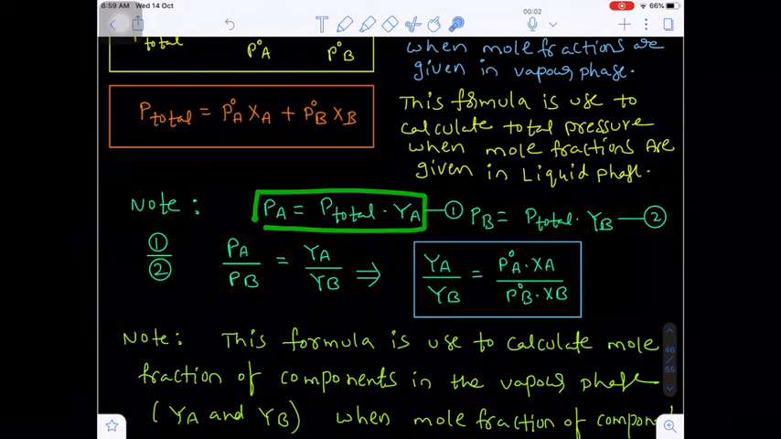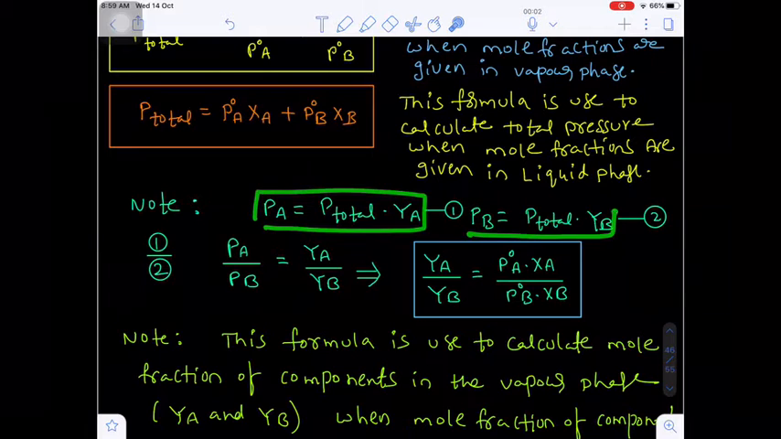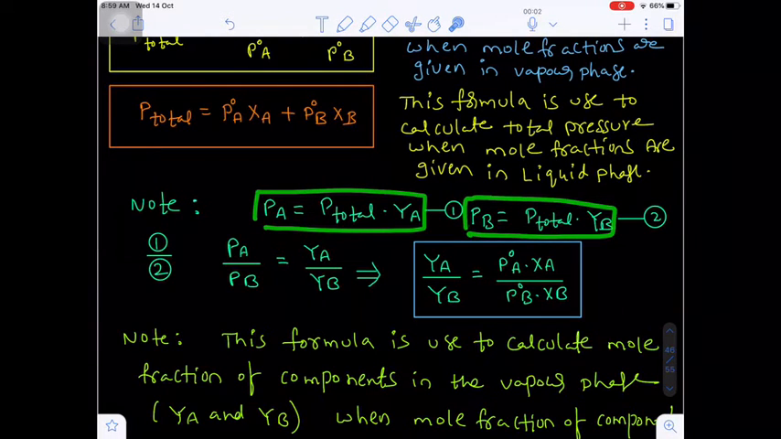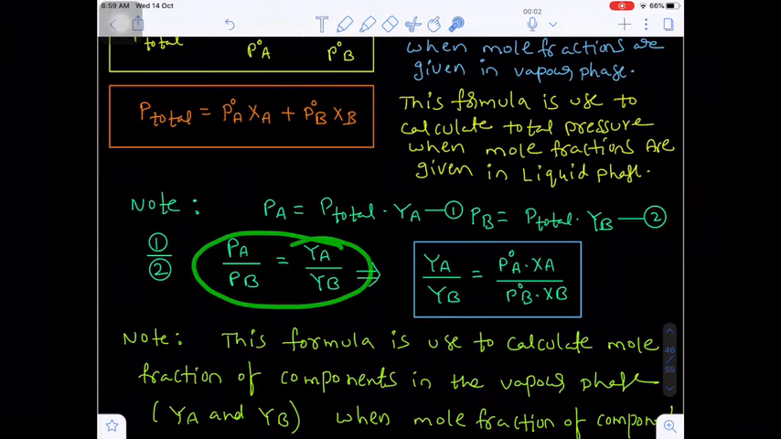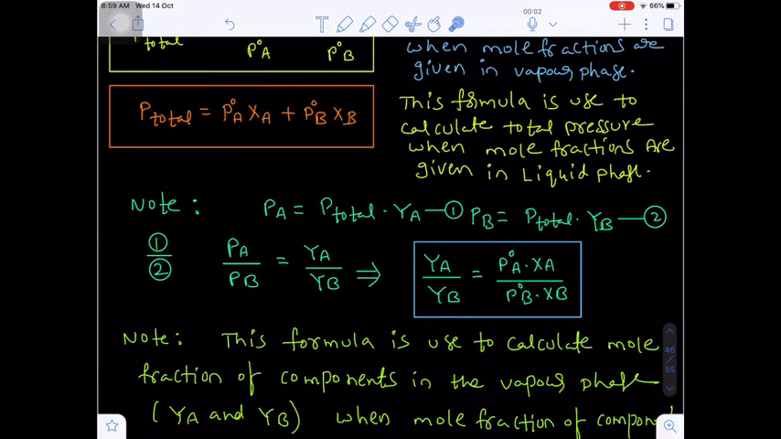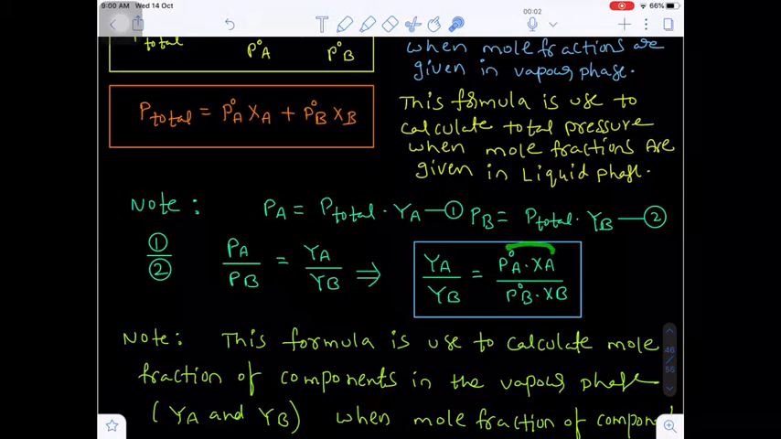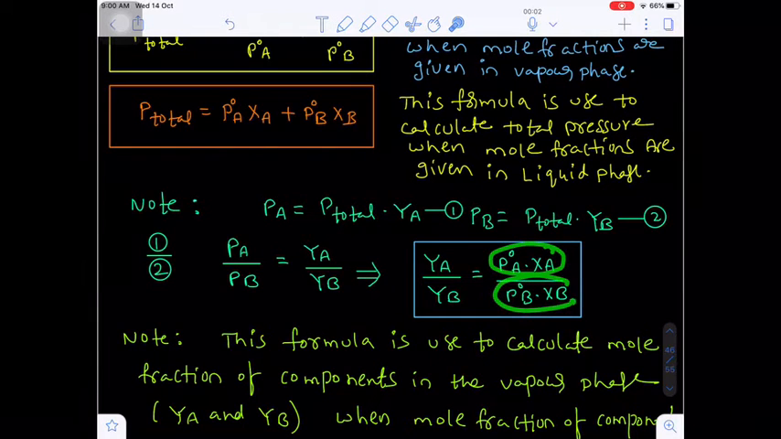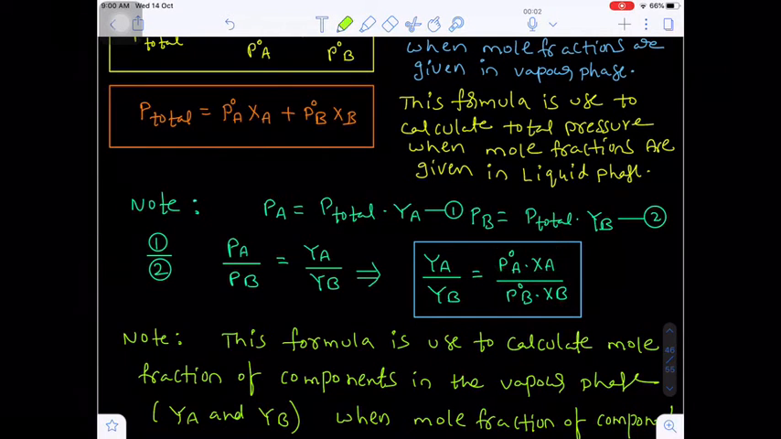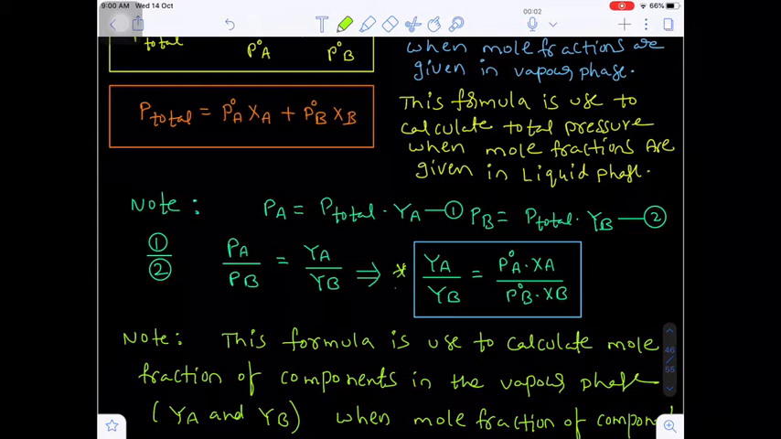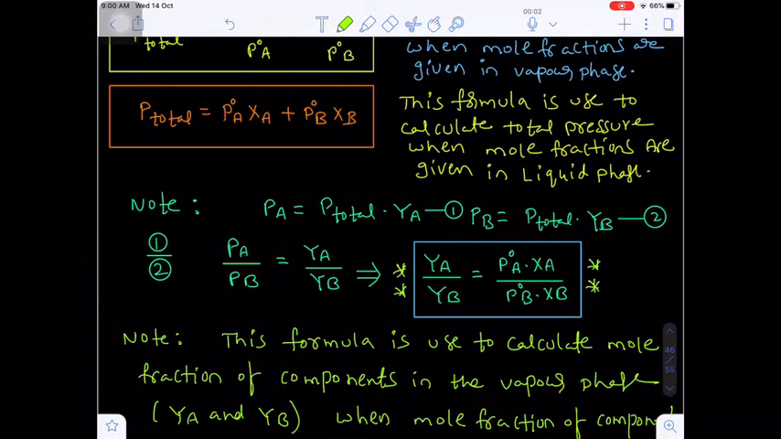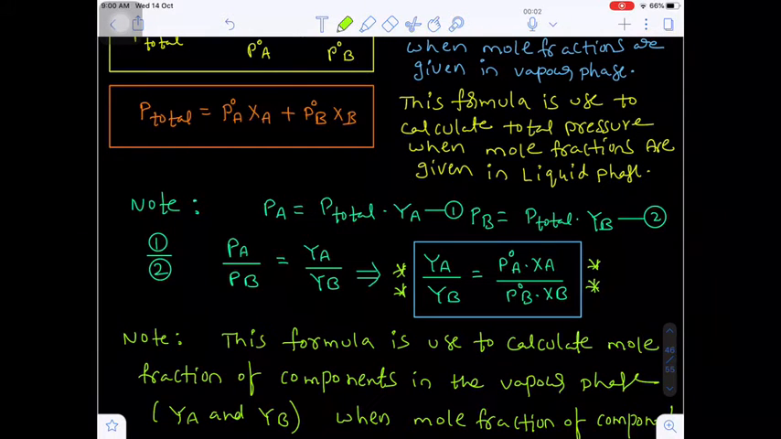Now Pa is equal to P total into Ya and Pb equal to P total into Yb. From here also we can directly use this relation. That means Pa by Pb is equal to Ya by Yb. So Ya by Yb equal to Pa, nothing but P naught A Xa, by Pb, nothing but P naught B Xb. So this is a very useful relation. With the help of this relation, we can directly calculate the mole fraction in the vapor phase, Ya, Yb.